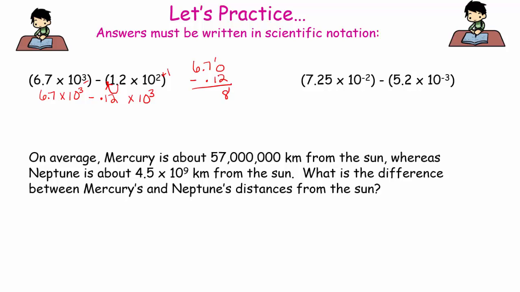10 minus 2 is 8. 7 becomes 6. 6 minus 1 is 5. Keep my decimal point. So my answer is 6.58 times 10 to the third.